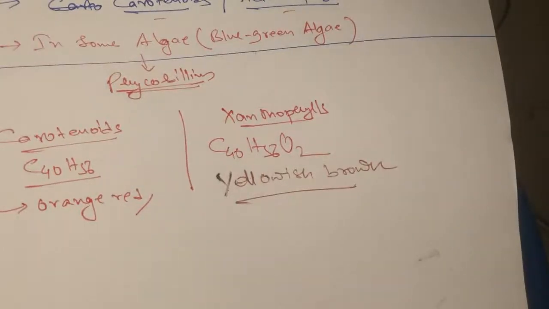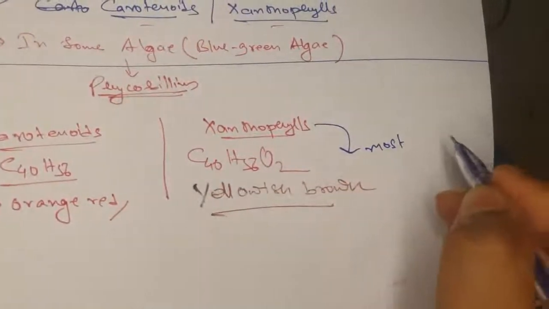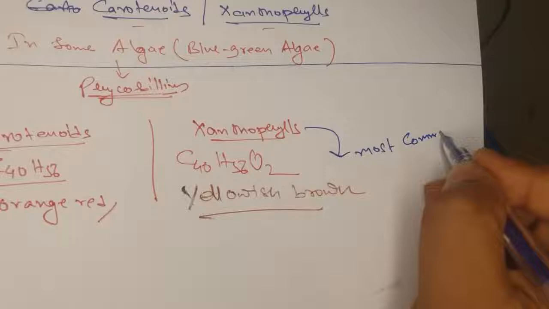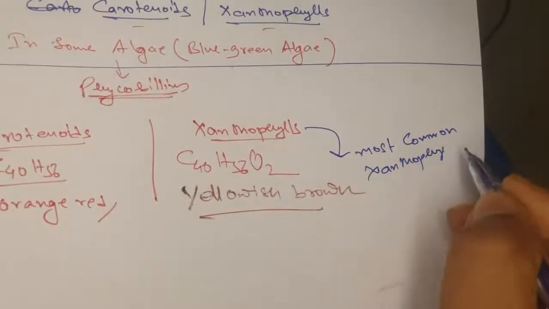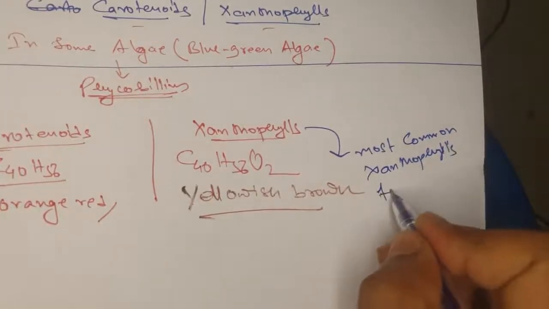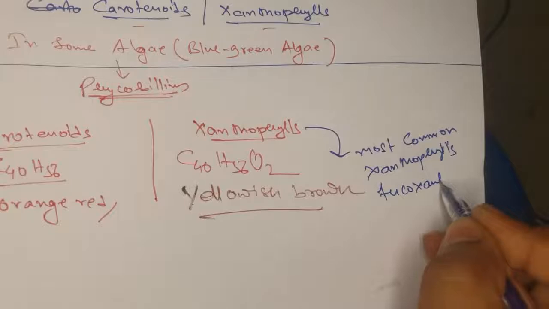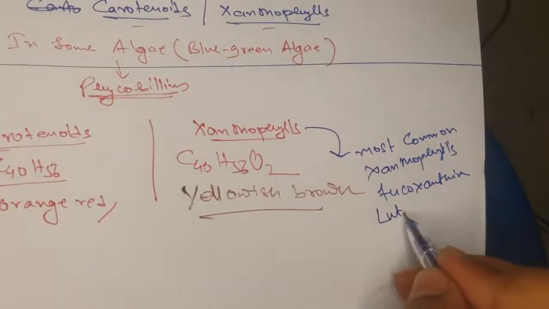The most common xanthophylls that we find are fucoxanthin or lutein.